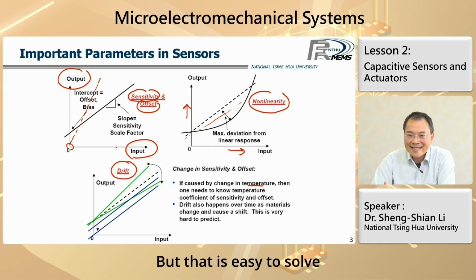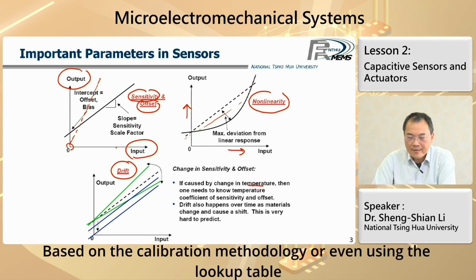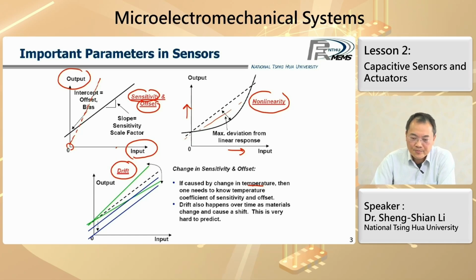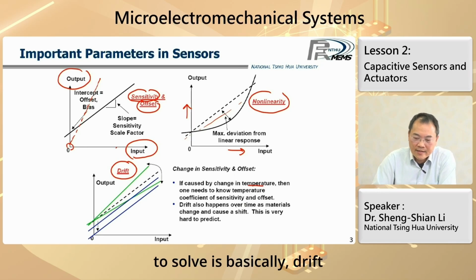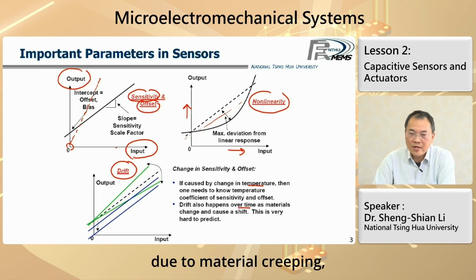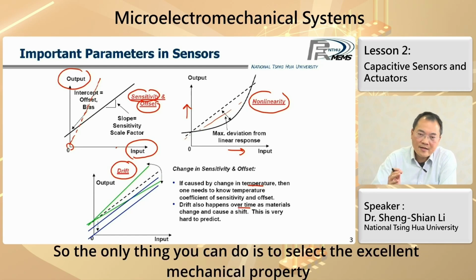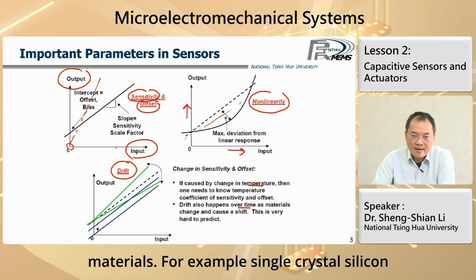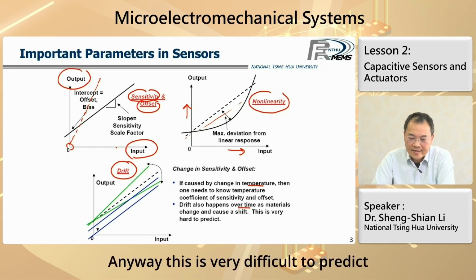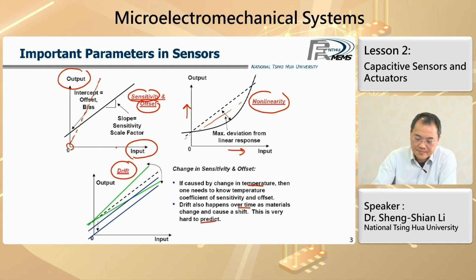But that is easy to solve based on what? Based on calibration methodology or even using a lookup table. The most difficult problem to solve is drift over time due to material creeping and aging that you cannot predict. So the only thing you can do is to select materials with excellent mechanical properties, for example, single crystal silicon. Anyway, this is very difficult to predict.